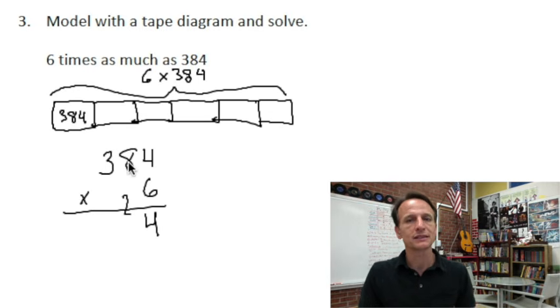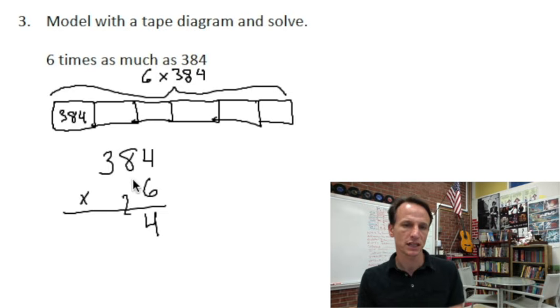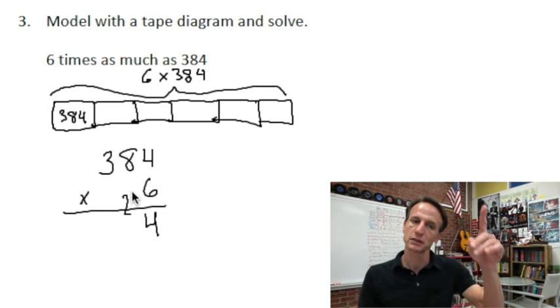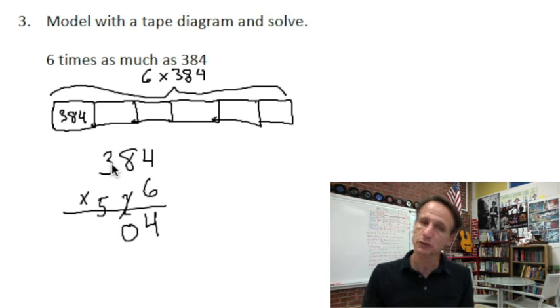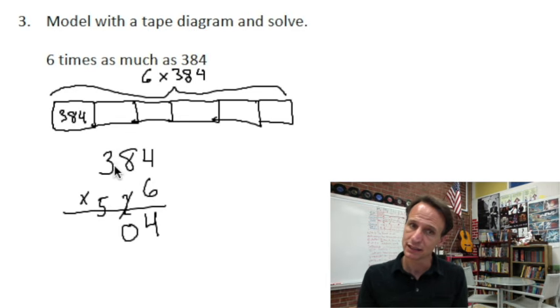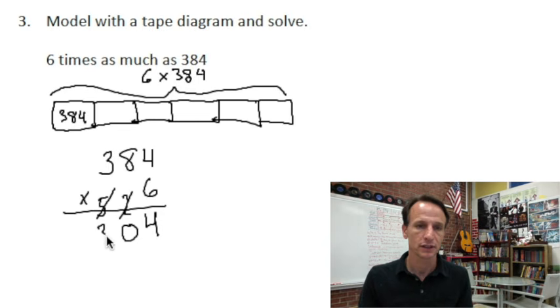6 times 8. Yeah, one of my favorites. 48. Cross it out with me. 48 plus 2 is 50 indeed. Place the 0, regroup the 5 in the hundreds place. 6 times 3, 18. Cross it out with me. Add 5. 18 plus 5. Got it? 23. Good. And does that make sense?